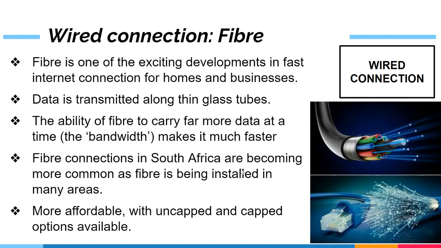Fiber is one of the exciting developments in fast internet connection for homes and businesses. Data is transmitted along thin glass tubes. The ability of fiber to carry far more data at a time makes it much faster. In South Africa it is becoming common as fiber has been installed in many areas.